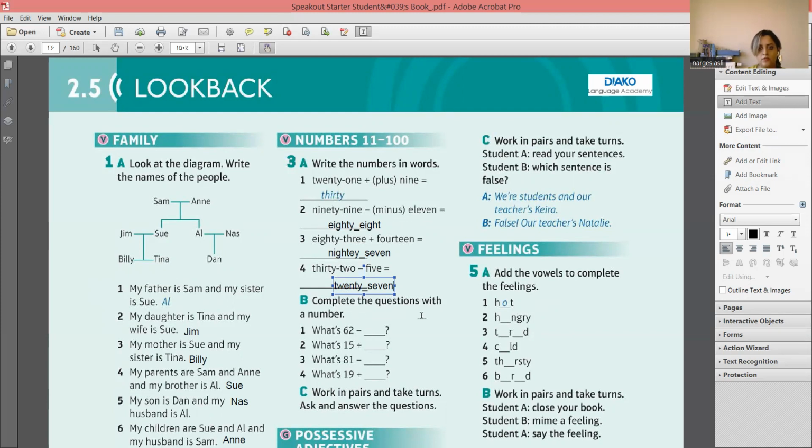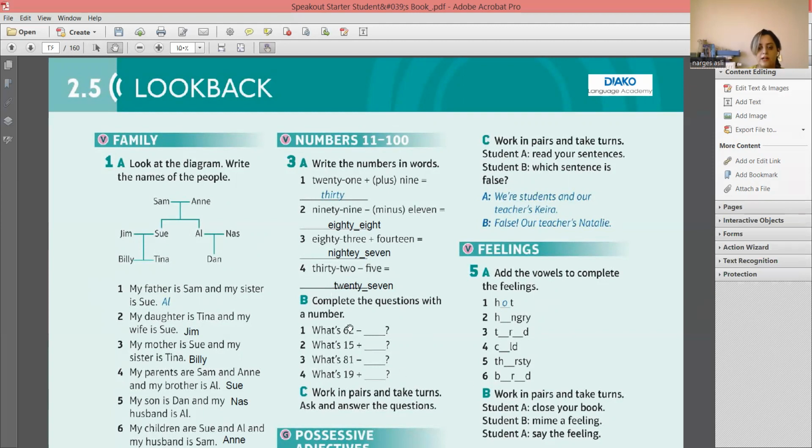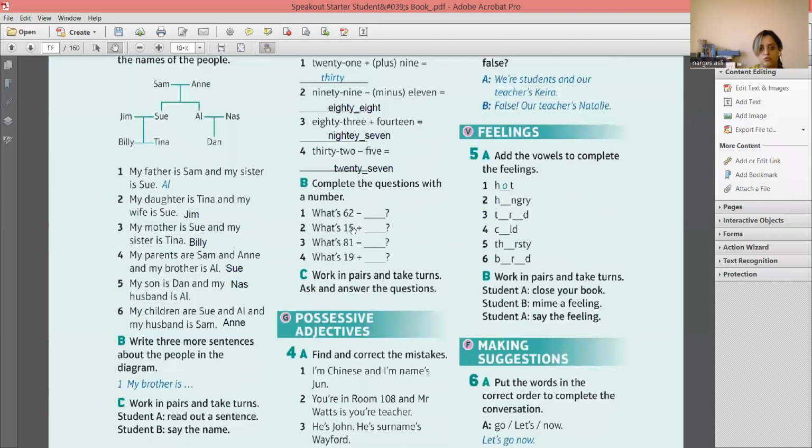خب حالا complete the question with the number. What... 62 minus what? بچه این سوال خیلی مهمی نیست، ردش کن. این عدد فقط براتون میخونم که رایتینگی بنویسین. 62، 15، 81، 19. این با هم جمع تفریق هاست که باید انجام بدین.